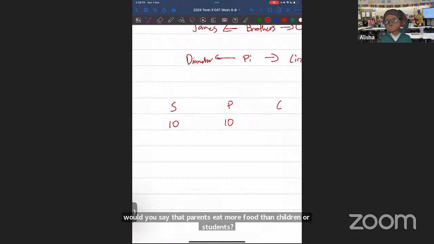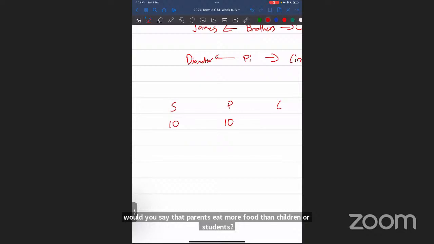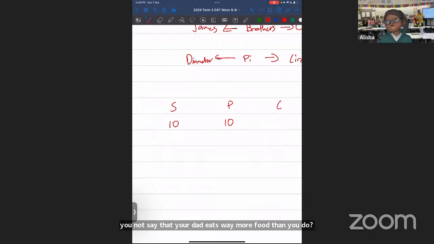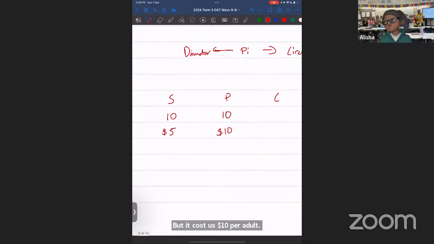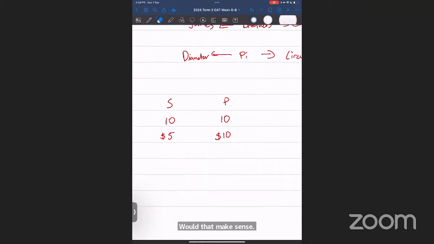Would you not say that your dad eats way more food than you do? Oh, yes. So it would cost us $5 per plate for a student, but $10 per adult. Would that make sense? Yes. Okay, so now let's find out how much it costs for all of us.